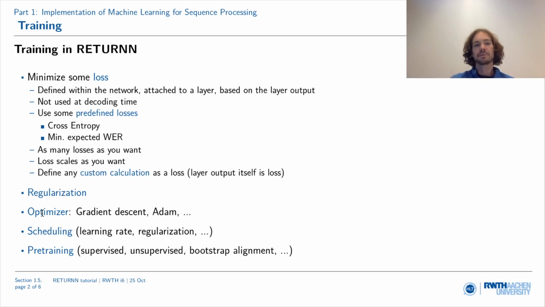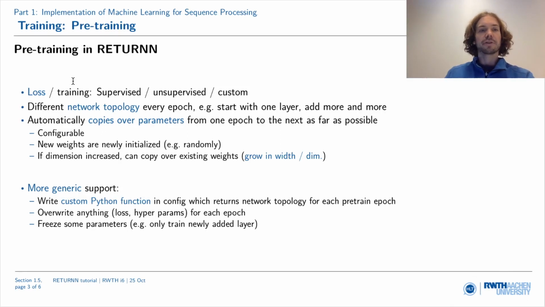Of course, regularization, the optimizer like gradient descent, and learning rate scheduling are important for training, and also pre-training in many variants. Pre-training in returnn means you again have some loss, which can be supervised or unsupervised, and can be a different loss than in the standard training. You can have different network topologies for each epoch. So you can start with one layer and add more and more layers. It would automatically copy over the parameters from one epoch to the next as far as possible. This is configurable, and new weights or layers you add are randomly initialized, or you can also configure that. Also, you can increase the dimension. When the dimension increases, you would still copy over existing weights, and the remaining weights are randomly initialized.